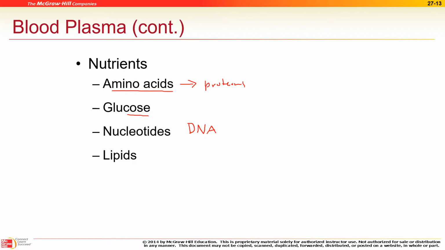And you have different types of lipids. So lipids are different types of fats. For example, cholesterol, right? That's a type of fat. Phospholipids, glycerides, triglycerides, those are all the fats.